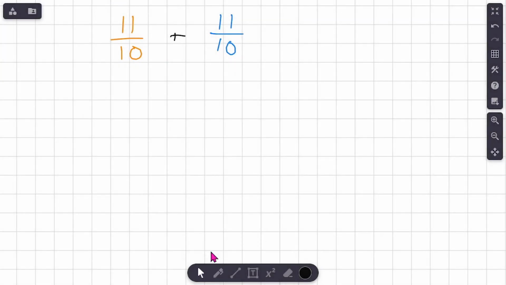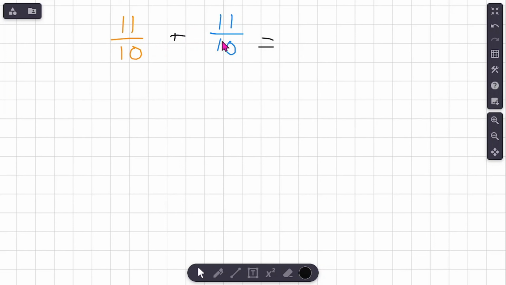Hopefully you are getting the hang of this. If not, stick with it. All right, try this one. Feel free to pause me and try this one on your own. We've got 11/10 plus 11/10. So we've got the same exact improper fraction, which means that both of these fractions are greater than 1.